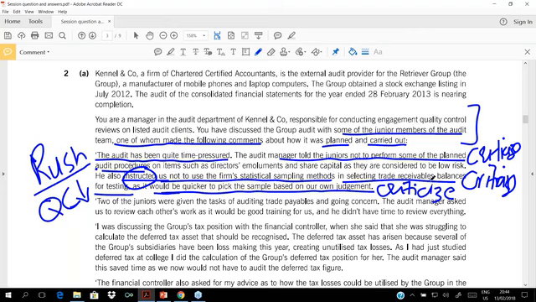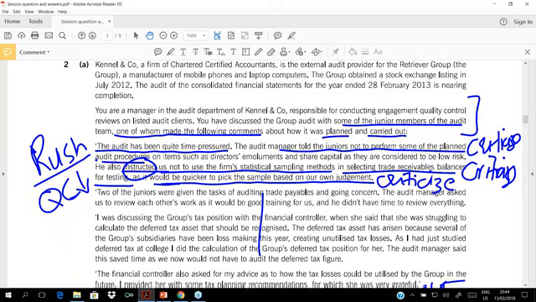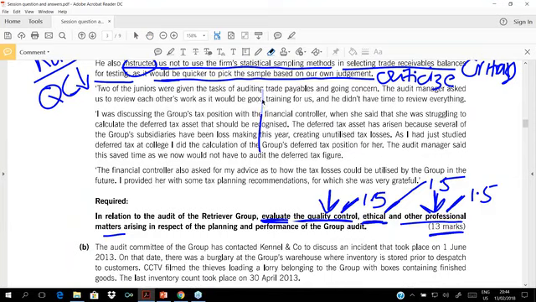Okay, let's go down. Two of the juniors were given the task of auditing the payables and going concern. Can a junior work on going concern? Is that true? No. So if he works on going concern, will that compromise the evidence? Yes. So a junior working on going concern, again, I'll criticize that and I'll take my 1.5 marks.